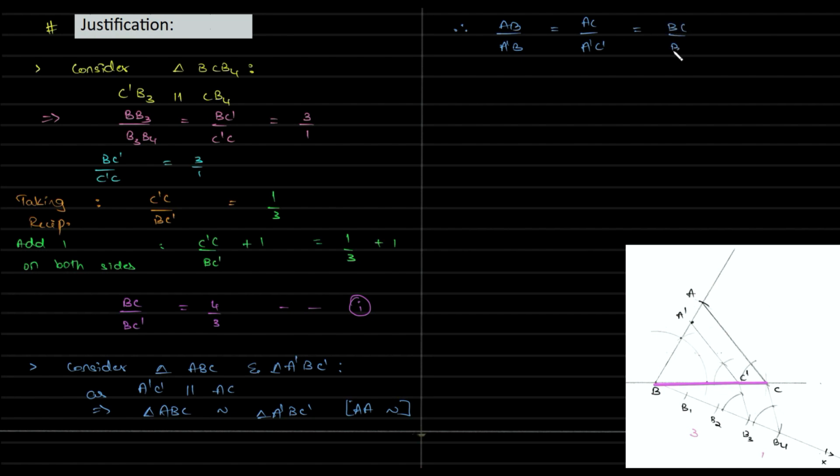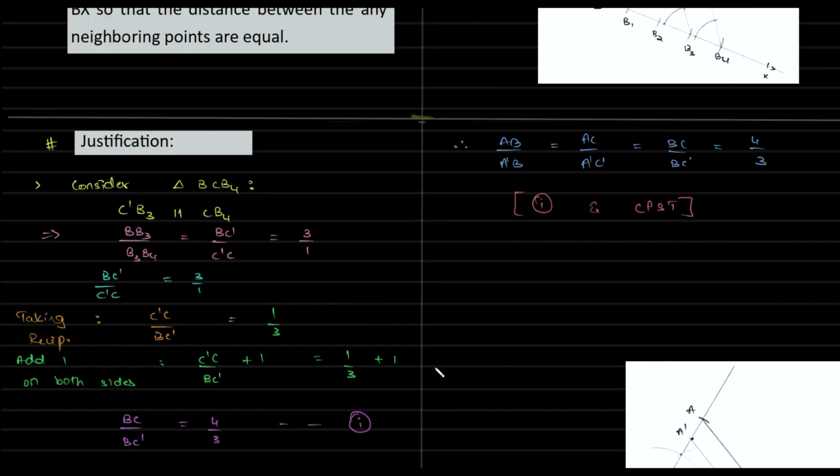Right, I just have to write this. And from 1, we have all of this equal to 4 by 3. And that's enough. This is from the first equation and CPST. So this would be your justification.